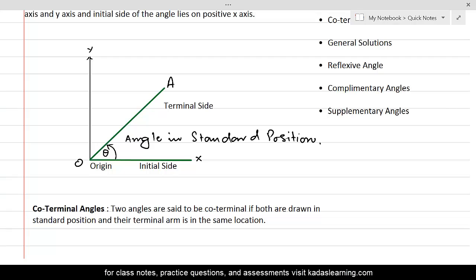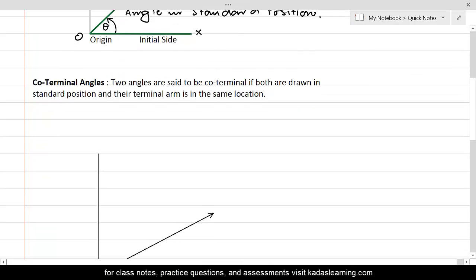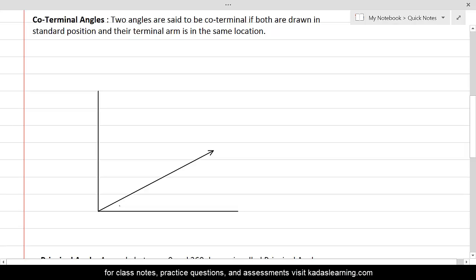And next is the coterminal angle. Any two angles are said to be coterminal if both are drawn in standard position and their terminal arms are in the same location. For example, let's say this is the angle. This is an acute angle. Any angle which has a value less than 90 degrees is called an acute angle, which we are going to define later. Let's say that this angle theta is equal to 30 degrees.